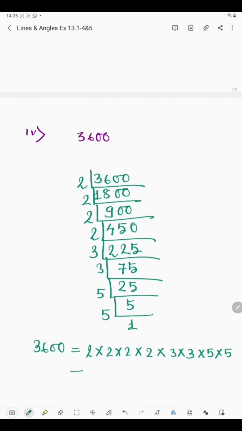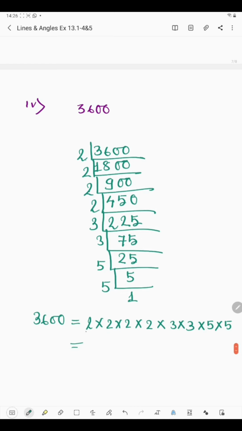Now we will have to express these as powers of prime factors. As 2 appeared 4 times and there are 3 different bases, for this we will write 2 raised to the power 4. Then we have 3 as the base, and since 3 appeared 2 times, 3 is raised to the power 2. And the third one, 5 is the base, and the power will be 2 as 5 appeared 2 times. So it will be 2 raised to the power 4 multiplied by 3 raised to the power 2 and multiplied by 5 raised to the power 2.